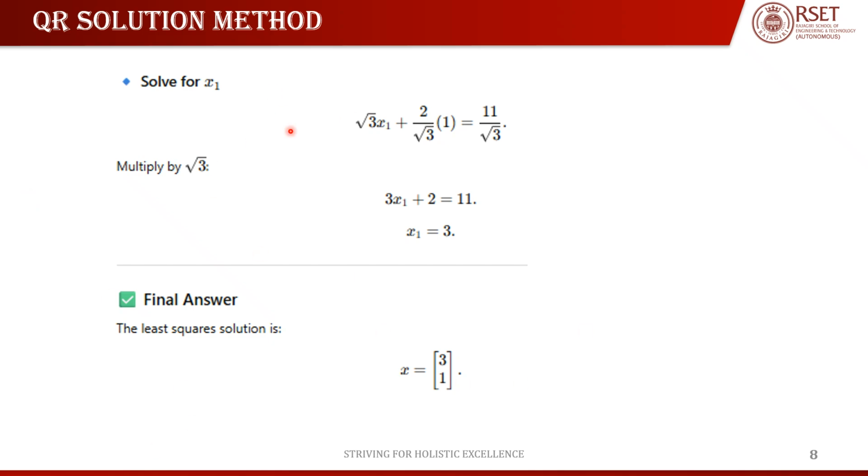Hope the method of QR solution is clear. So what you will have to do is find Q, find R, then solve for Rx is equal to Q transpose B, and then you will have the solution.